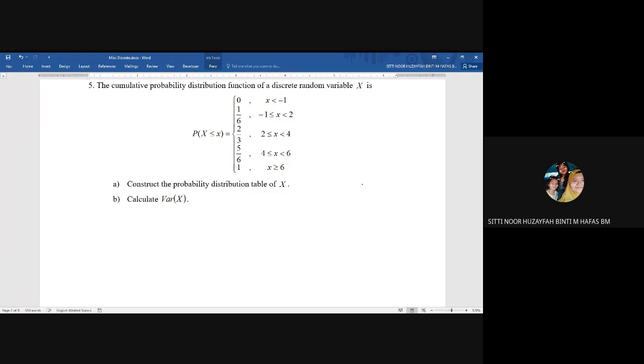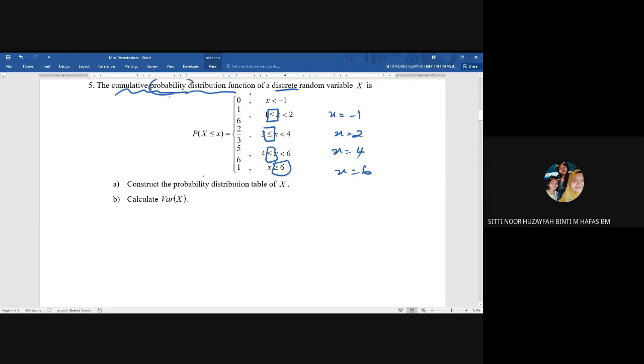So for question number 5, the cumulative probability distribution, CDF. Usually we call it CDF, right? Cumulative distribution function. So it's a cumulative function of a discrete random variable x. What are the values of x involved in this? We have x equal to negative 1, x equal to 2, x equal to 4, and x equal to 6. So we have these 4 values.